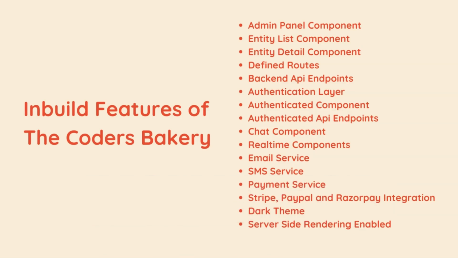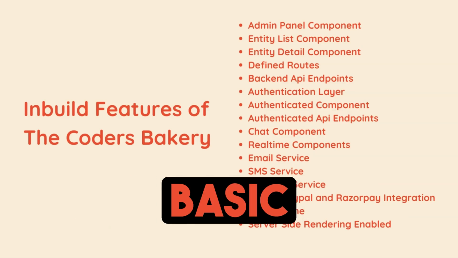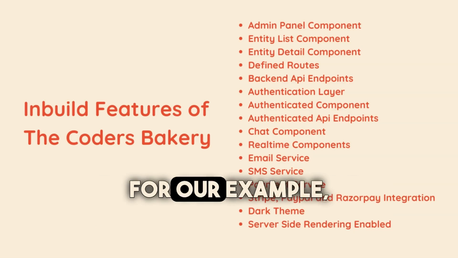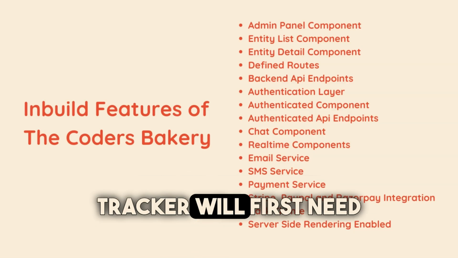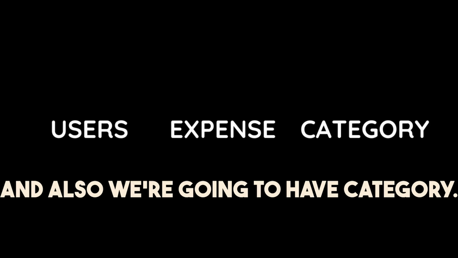For our application, the expense tracker, we will need certain entities. The entities are the basic building blocks for your application. For our example, the expense tracker will first need users as an entity, because users will come and put the expense and users will be using the application. And then we will have expense, where we will track the expense of each user, and we are also going to have category.